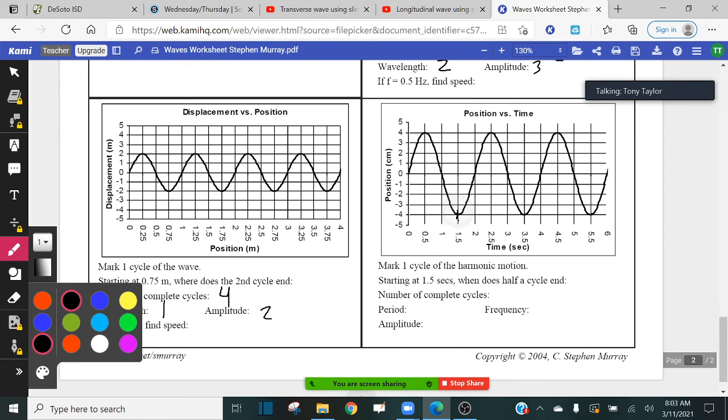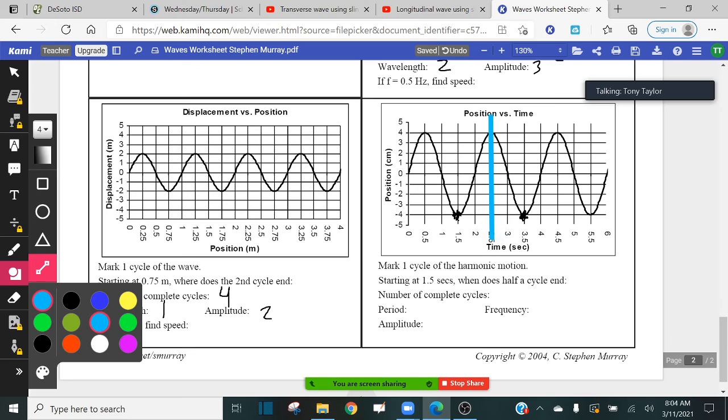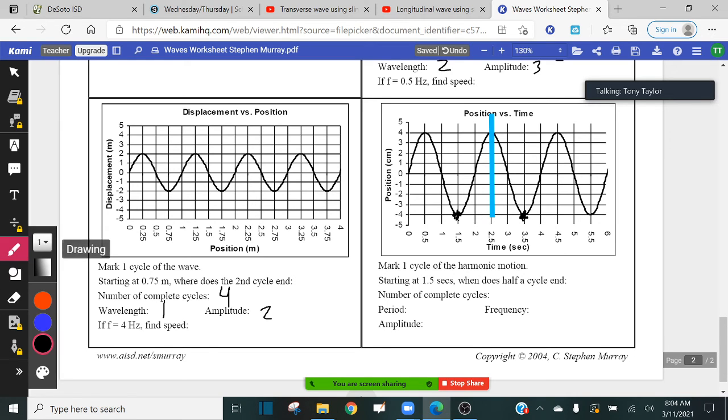If you start at 1.5 and go from there to there, that's obviously one complete cycle. So where is the half cycle? A half cycle will have to be here, right? Well, I'm sorry, from here to here is a whole cycle starting at 1.5 seconds, which means from here is half a cycle. So when does half a cycle end, starting at 1.5 seconds? It would be at 2.5 seconds.